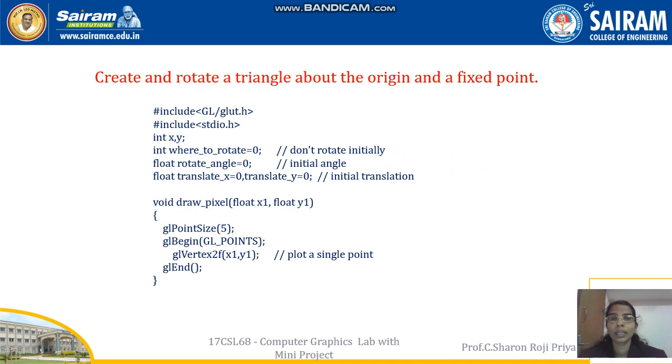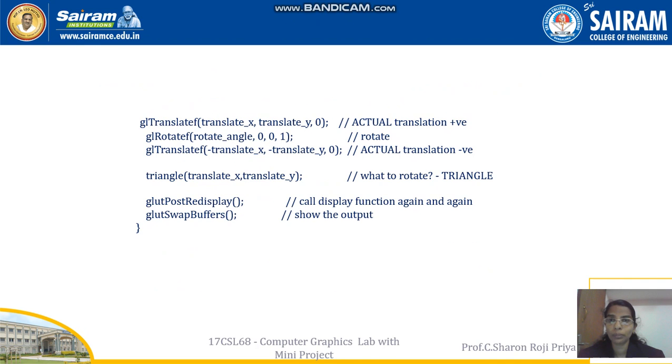Create and rotate a triangle about the origin and a fixed point. I have to rotate a triangle about the origin, and I should also be able to rotate the triangle about the fixed point which the user is giving. We'll start with the main.